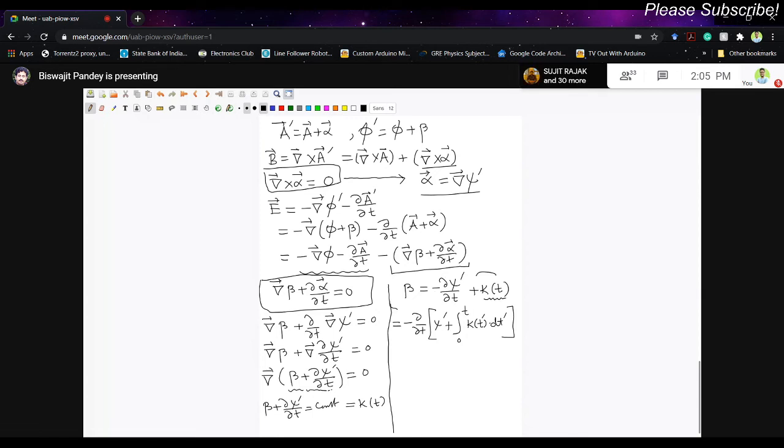So the time derivative of psi prime plus some time-dependent function integrated over 0 to t will give me this k of t. Its time derivative will give you k of t, right? So straightforward differentiation. Then let us call this psi. This was the reason why I called it psi prime. I would like to call this plus something psi. This will be equal to minus del psi del t.